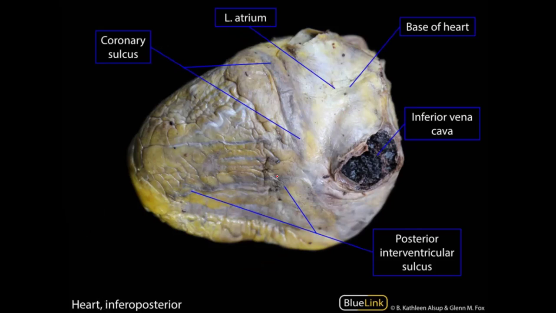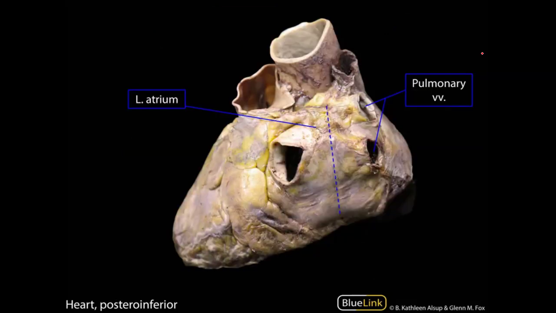Then another point which maybe I should have pointed to is we have this point here. Let me try to draw it. Where the posterior interventricular sulcus meets the coronary sulcus, and also at that point you have this sulcus here, which is the interatrial sulcus. So at this point you can see a cross being formed. So that is the crux of the heart. And at the crux of the heart, the right coronary artery anastomoses with the left coronary artery.